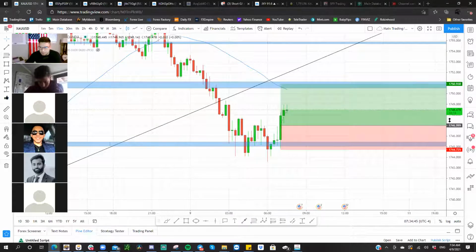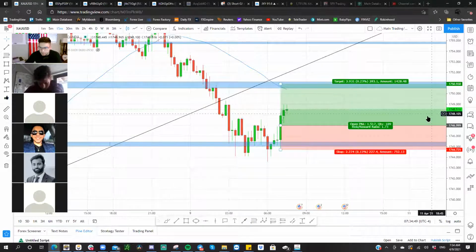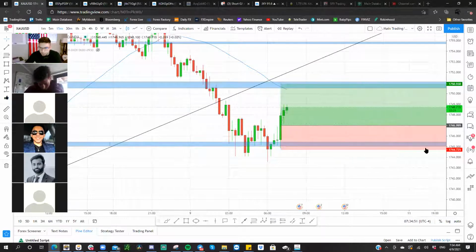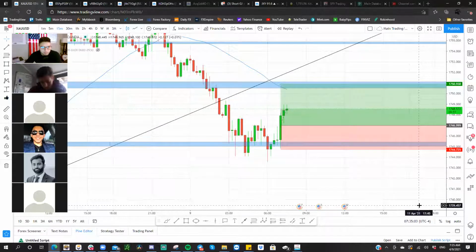Then also look at the price. Are we at a psychological level? 48 flat, stuff like that. Price forming this support right over here at 1745, psychological level. Also look at the time. What time is it? Are we coming close to the 1-hour close? Should I wait for the 1-hour close? Should I wait for the 30-minute candle to close?